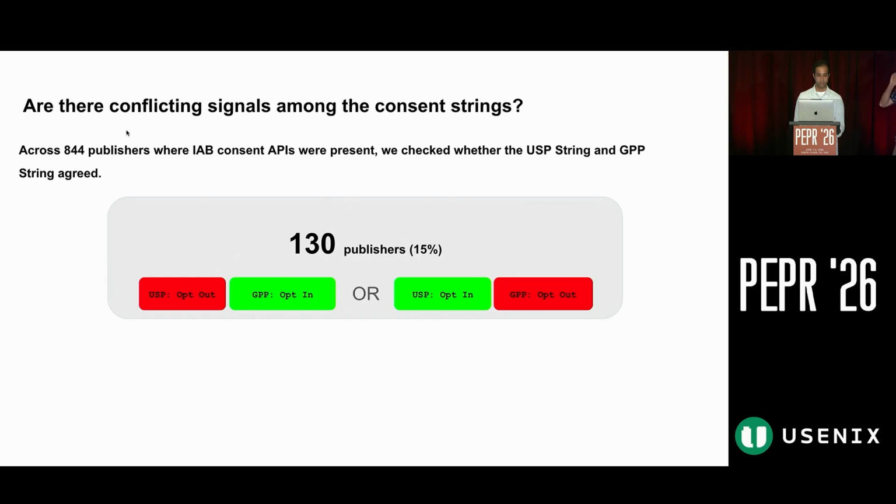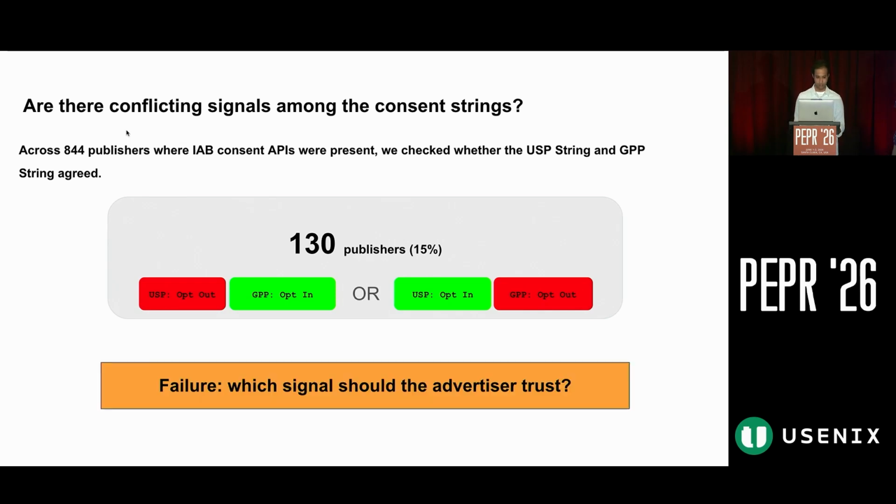And even in these cases, to investigate that, we again investigated 800 websites and publishers in which you have both the older IAB standard, which is the USP string, and then the GPP string. And across 15% of the publishers, I found that one of the strings was saying that the user has opted out, while the newer standard version was communicating that the user has opted in for data selling or sharing. Now, as an advertiser or third party, what signal you should be trusting, I think it's unclear.